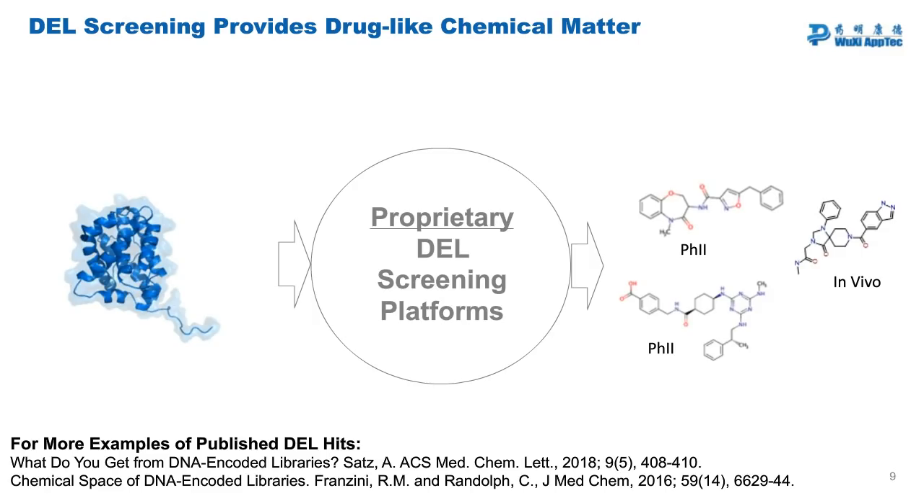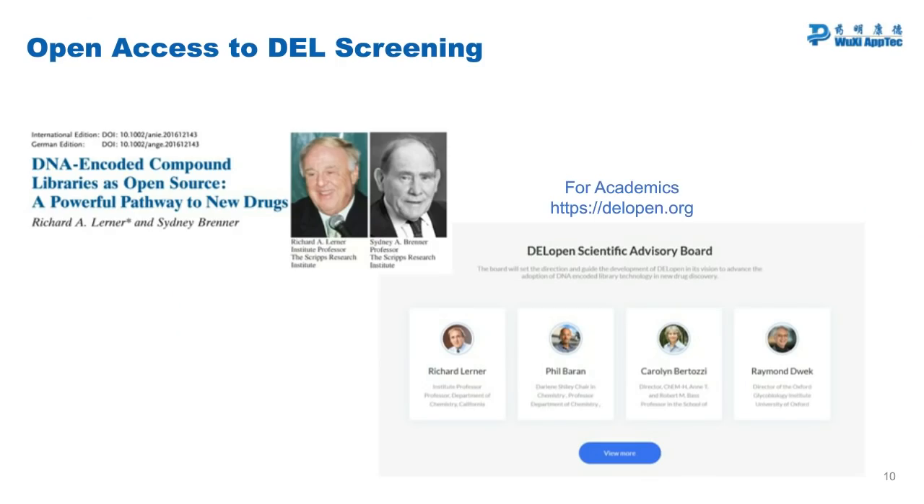And so Richard Lerner and Sidney Brenner have published a paper which in part they talk about ways in which people with targets could use DEL screening in order to find hits, especially in the academic world. And we at WuXi have partnered with them. And I show you here the DEL Open webpage, which you can go to. You can see who is on the advisory board, and you can learn more about DEL Open that we do. It's for academics only, and it is basically completely free. So this is a way that academics with great targets can get the hits that they need to maybe do a startup, publish a paper, and or find a drug. And I'll talk about this more.